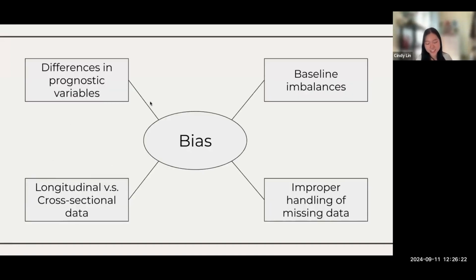Okay, so some factors that contribute to bias when using external controls include differences in prognostic variables. I will go into more detail about this point in the next slide. Another factor is baseline imbalances, which may also introduce confounding variables that skew the results. And another factor is the improper handling of missing data in the analysis. And last but not least, there are a lot of pros and cons when it comes to whether you should do longitudinal versus cross-sectional statistical analysis.